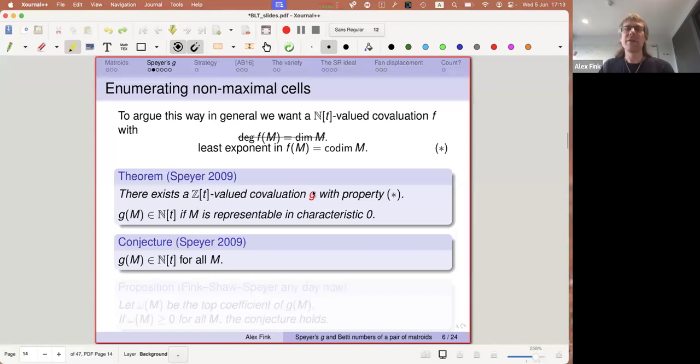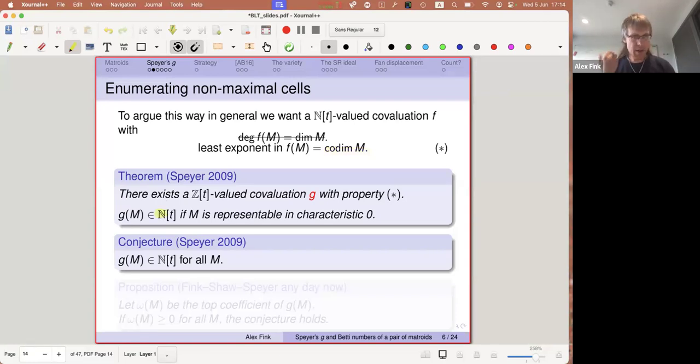It is covaluative. And when I evaluate it on a matroid with, say, k connected components, that's the codimension of m, then the G polynomial will be something times t to the k plus higher order terms. So this means you can look at the coefficient of t to the k to bound the number of cells of dimension k, as long as you have the remaining property that the coefficients are non-negative for the inequalities to go through.